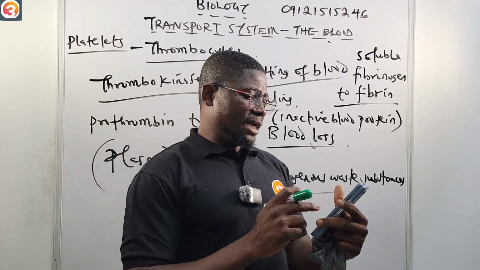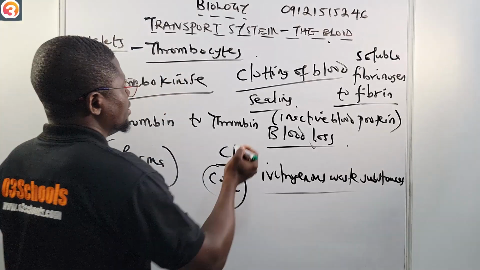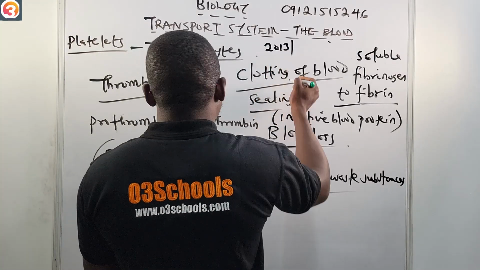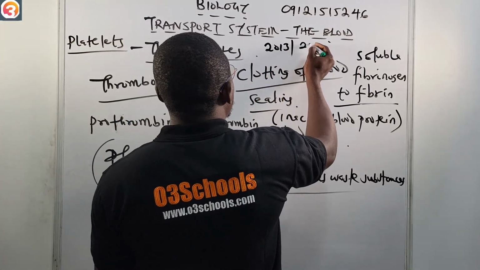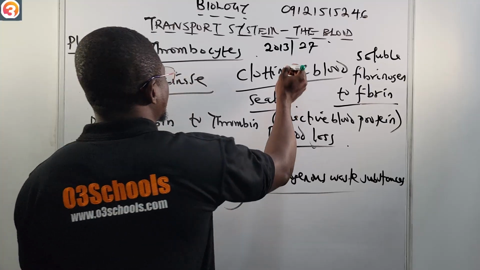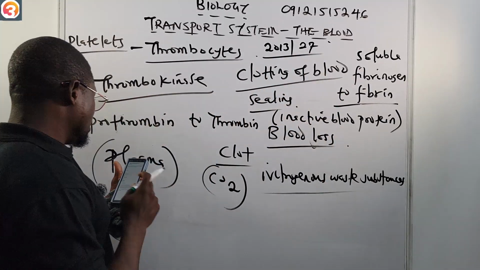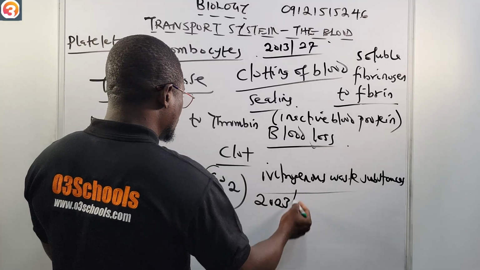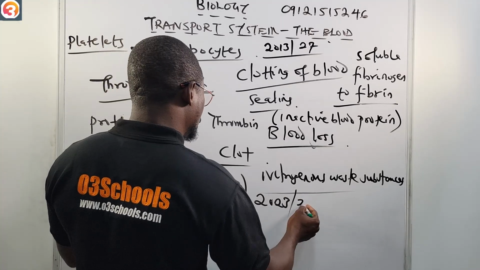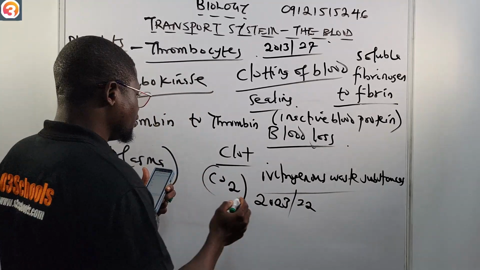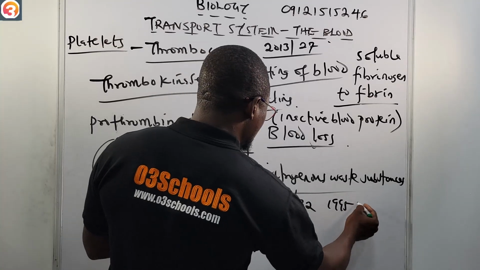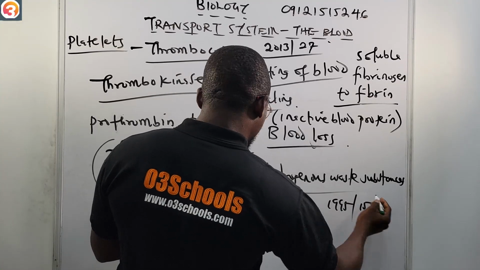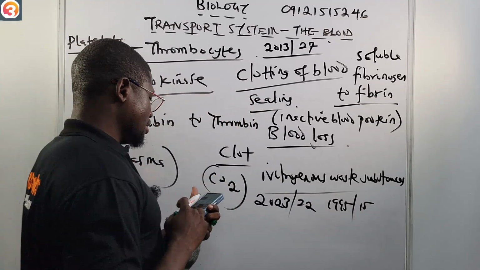Let us see the assignment. Please take this as assignment: 2013 number 27. You'll go and search for biology 2013 number 27. Search for 2023 number 22. Search for 1995 number 15. I think those ones are enough.